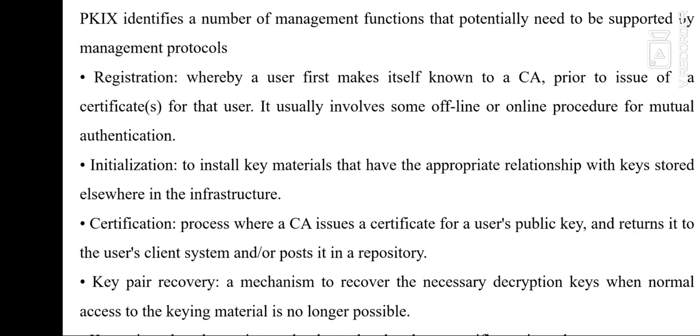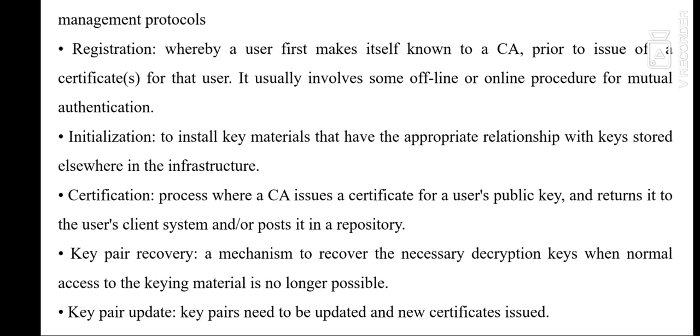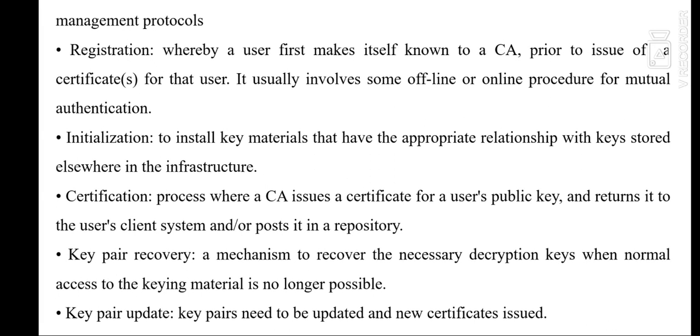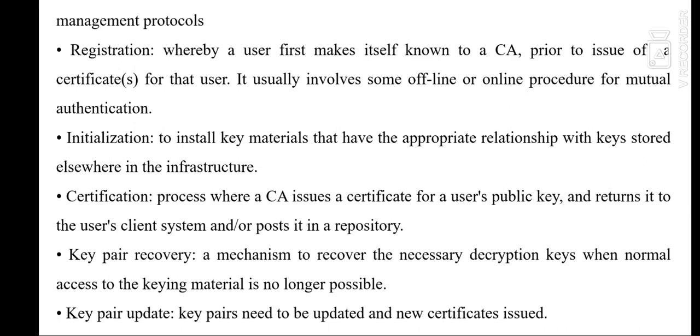Usually it involves online and offline procedures for mutual authentication. Then we move on to initialization. That is the process by which we install the key materials and they have the appropriate relationship with the keys stored elsewhere in the infrastructure. The third one is certification. It is the process by which the certificate authority issues the certificate to the user, returns the certificate to the user's client system and saves the certificate in the repository. All these are done by the process called certification.